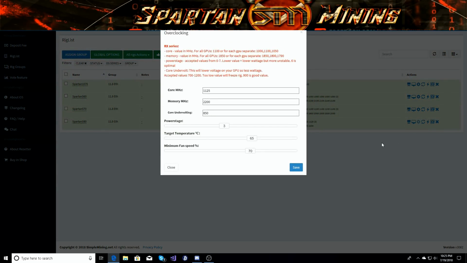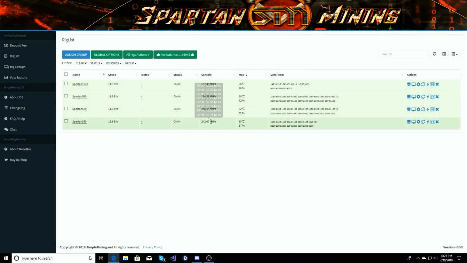But it's running stable. And we'll go ahead and take a look at the overclock settings now. 1125 core, 2200 memory, 850 on the undervolt, 3 power stage, target temp, minimum fan speed. That's everything right there. And it's pulling a nice 242 mega hash. 65C is the only card that's in the 60s. The rest are in the 50s. But it's running nice and stable.